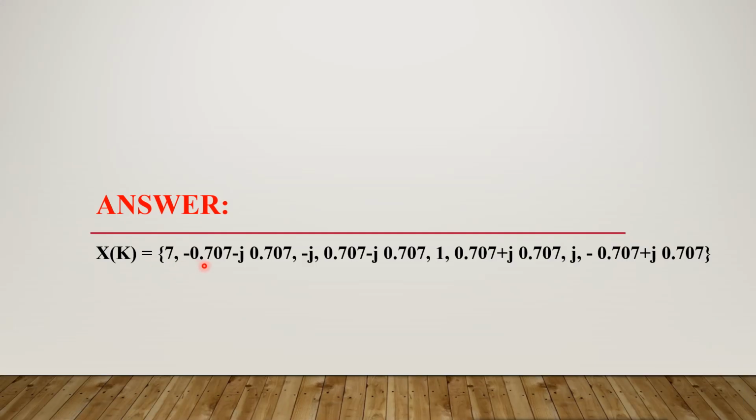X of k is equal to 7, minus 0.707 minus j 0.707, minus j, 0.707 minus j 0.707, 1, 0.707 plus j 0.707, j, minus 0.707 plus j 0.707.